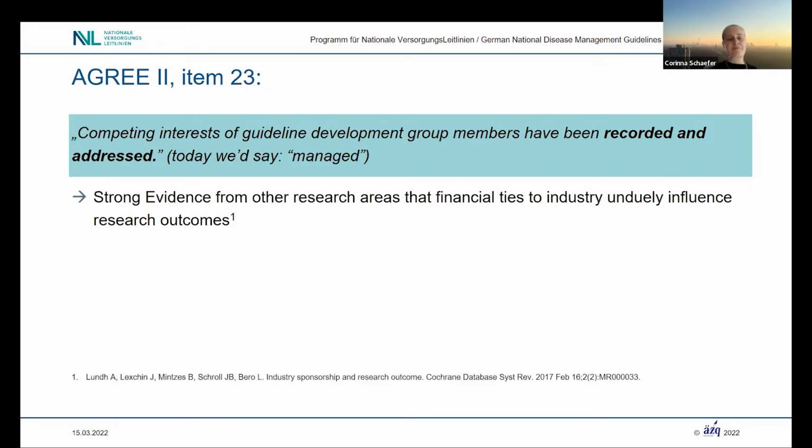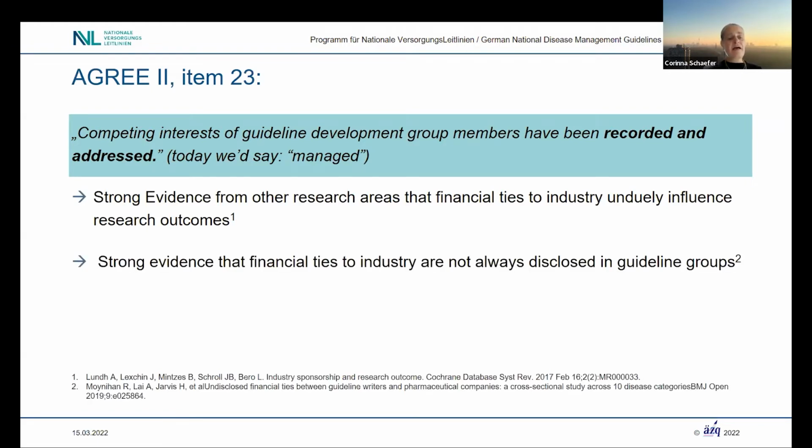Why is that important? We have strong evidence from other research areas that financial ties to industry unduly influence research outcomes, and it's very plausible that this applies even more to a process where you have underlying value judgments, as in guideline development. We have strong evidence that financial ties to industries are not always disclosed in guideline groups, and this is terrible for the credibility and legitimacy of guidelines. Which is quite a recent paper.